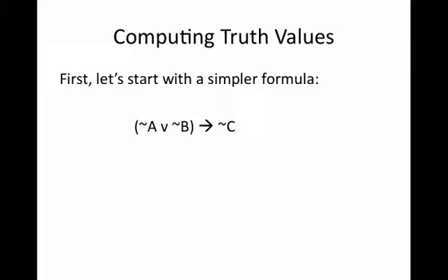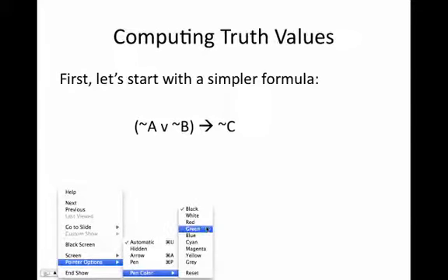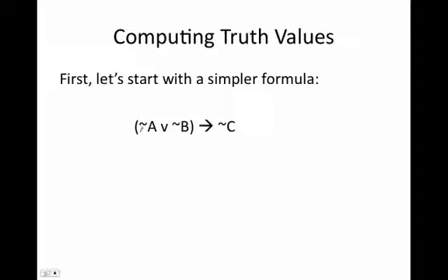Well, we'll start with a simple formula. Let me get the pointer ready. Okay. If not A or not B, then not C. And recall that the arrow is the same thing as the horseshoe. The book uses the horseshoe, and about half the time I'll use a horseshoe, but sometimes I'll use the arrow. The arrow is the conditional, just as the horseshoe is a conditional, okay? So just have that in your mind.